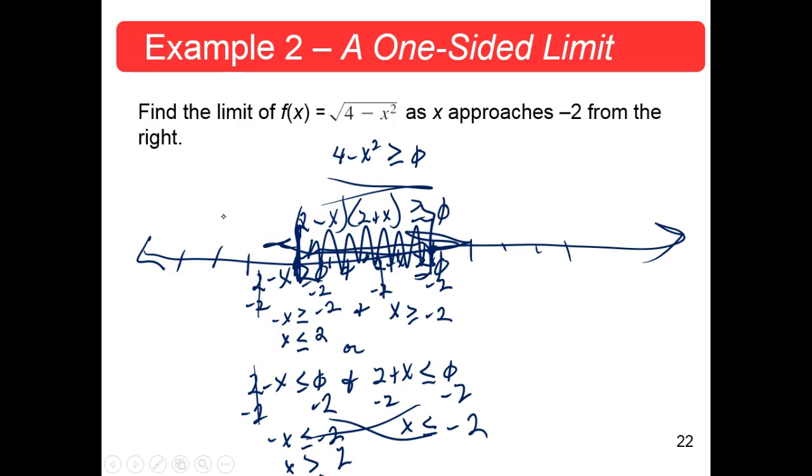Now, it says find the limit of f of x equal to that as x approaches minus 2 from the right. Well, here's your minus 2 as it approaches it from the right. What is that going to be?